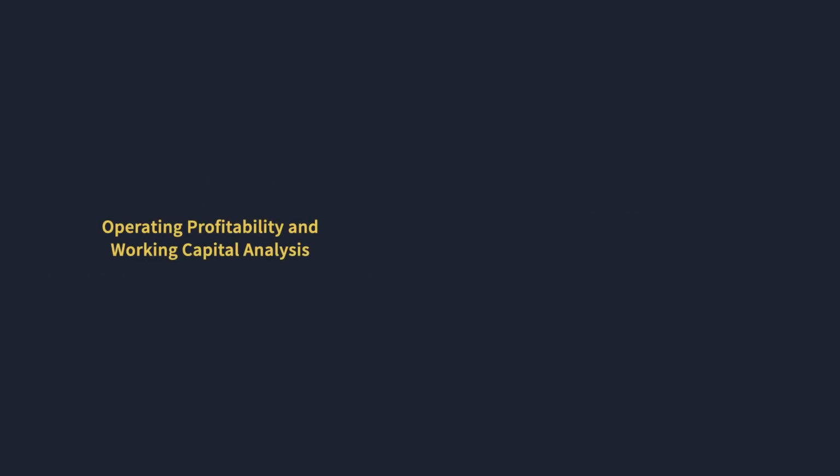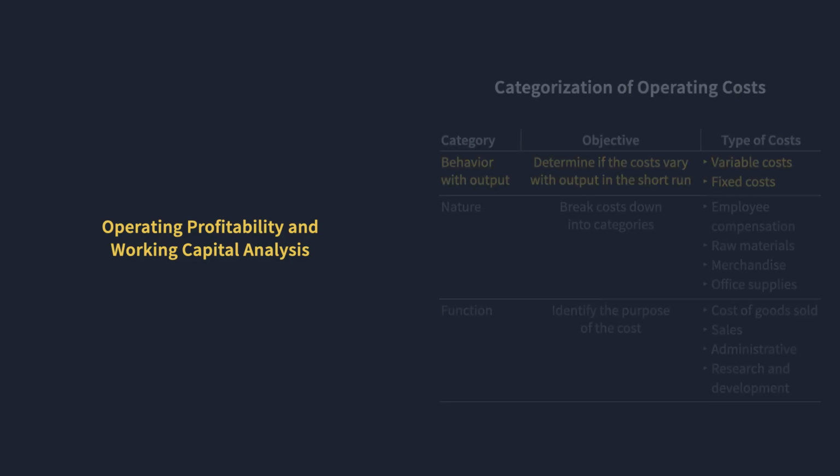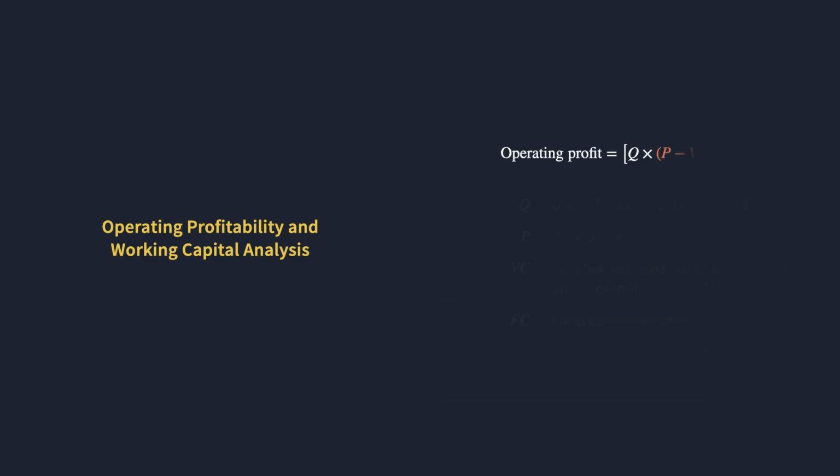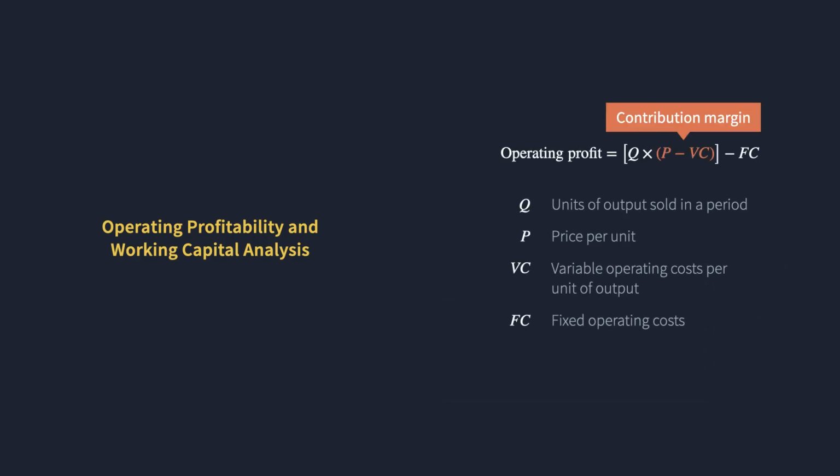Moving below revenue on the income statement, we need to look at how companies' costs are projected. Operating costs may be classified based on their behavior. Variable costs are directly related to a company's output, while fixed costs remain the same regardless of how much the company produces. Using this framework, a company's operating profit is equal to the quantity it produces multiplied by the contribution margin of each unit, which is its price minus its variable cost, minus the company's total fixed and operating costs.